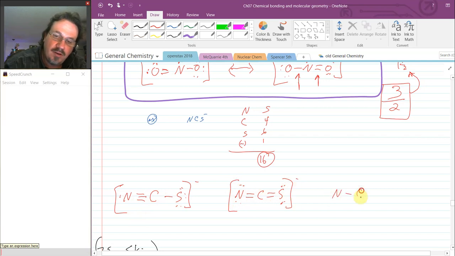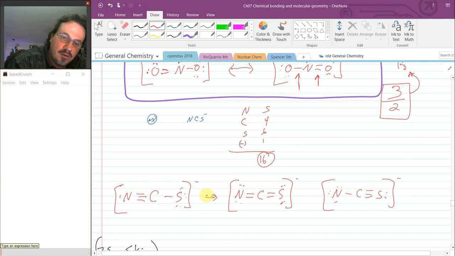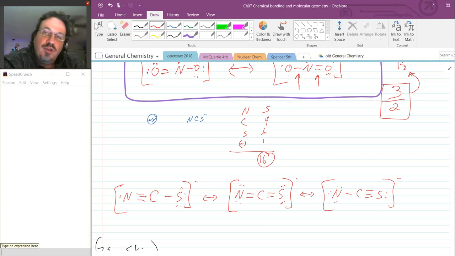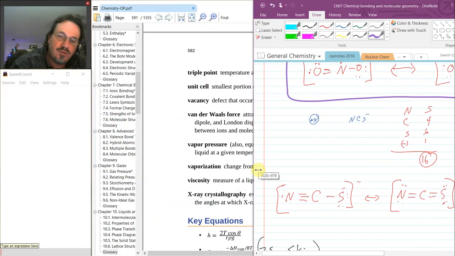Or I could have done it with a triple bond going this way. Fill in my lone pairs. These three all are following the rules of Lewis electron dot structures. They all have octets. They use the right number of electrons. All I'm doing is moving the position of my electrons between triples and doubles and single bonds. So these are resonance structures. I'll put my double-headed arrow between them, and that is the correct structure, if you will.